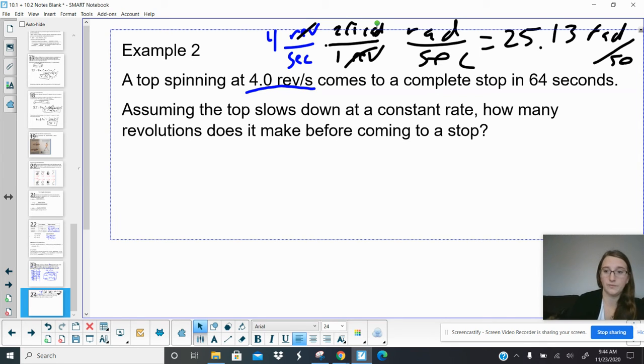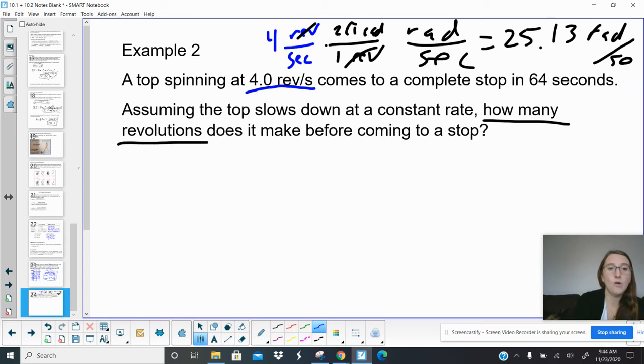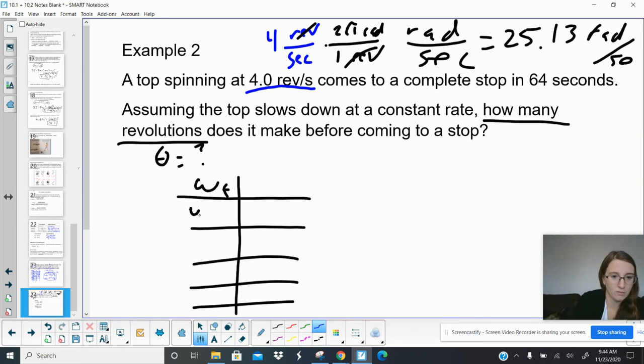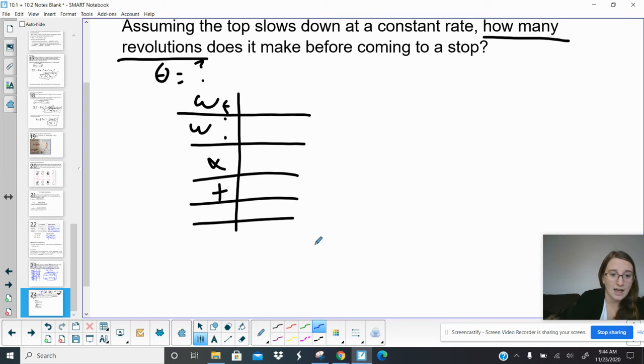So this question, how many revolutions? What variable are we going to solve for? We wrote this down before. That's theta. How many revolutions means it's asking you to solve for theta. So let's go ahead and lay out our variables like we did before. We've got omega final, omega initial. We've got alpha for acceleration. We've got t. And then we have theta final and theta initial.